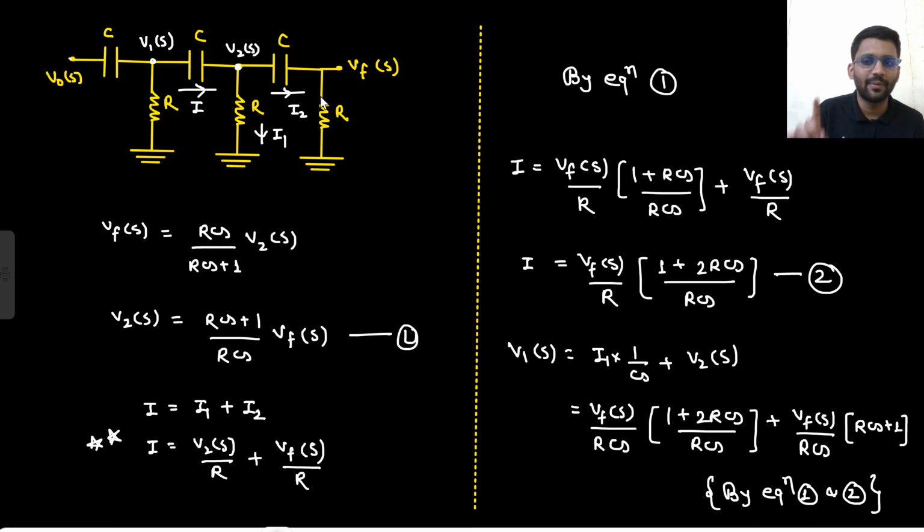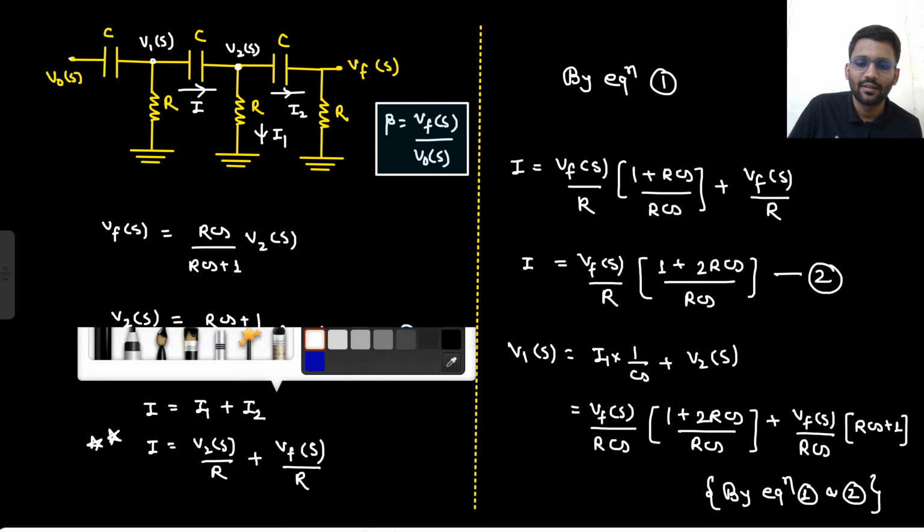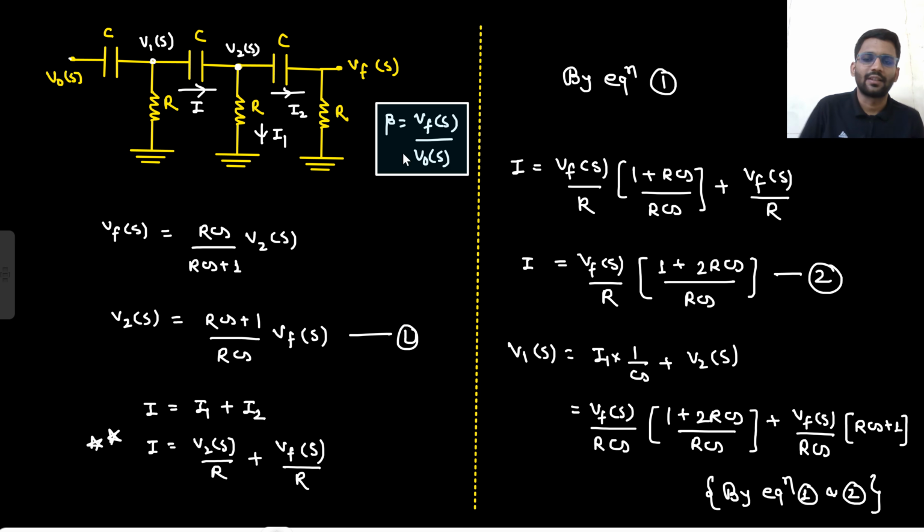So my target is to find the feedback factor, that is beta equals VFS by V naught S. This is what I need to find. So for that I need to do the calculation. There are 3 CR circuits. So what will be my VFS in terms of V2S? Here there is no current basically, so you can write R upon RCS plus 1, R upon R plus 1 upon CS. So RCS upon RCS plus 1 into V2S. So from there you get the value of V2S.